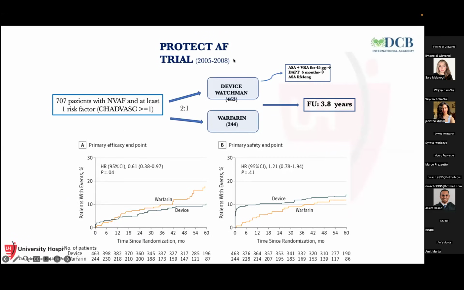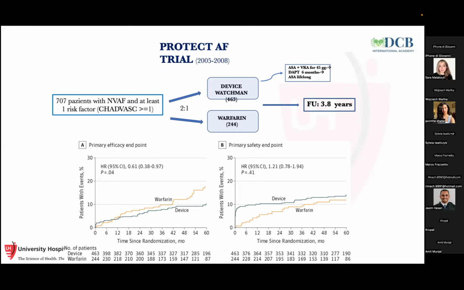Everything started with the PROTECT-AF trial. The PROTECT-AF trial randomized 707 patients with non-valvular atrial fibrillation, at least one risk factor, to device Watchman or warfarin. Randomization 2:1 and a follow-up of 3.8 years. This is a non-inferiority trial, and as we can see for the primary efficacy endpoint, generally this type of trial on left atrial appendage closure is frequently a composite of stroke, systemic embolism, cardiovascular mortality, and major bleeding.